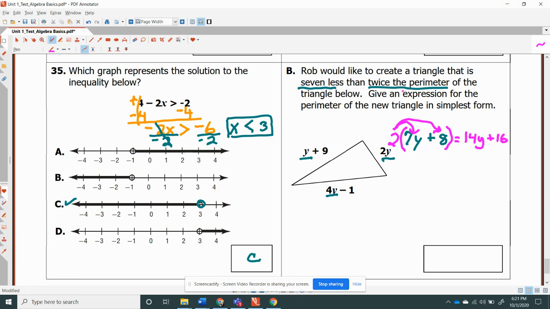Okay, so we did twice the perimeter. Now we have to do that 7 less. Minus 7, which leaves us with 14y plus 9. And that's the final answer.